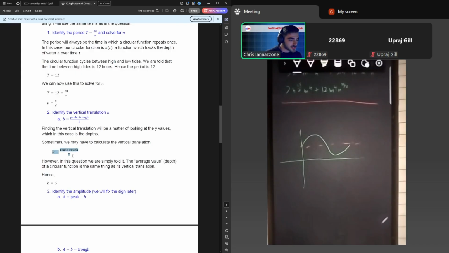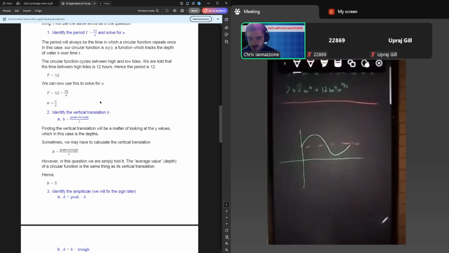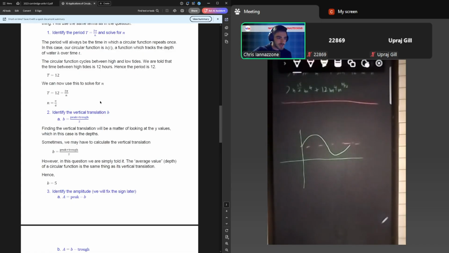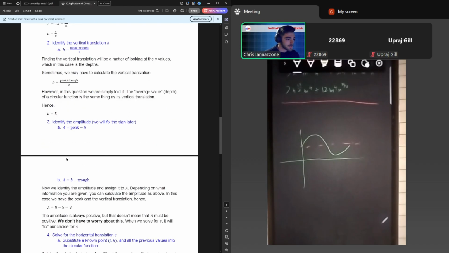There won't necessarily always be a way where you'll be given it immediately. You might have to calculate it. If you know the peak and trough, for instance, you can always find the middle by just doing the midpoint of that. Peak plus trough divided by 2. So if I know my peak and my trough, I can always calculate the midpoint based on that.